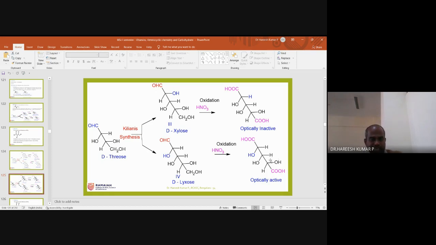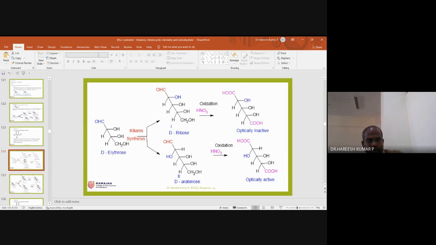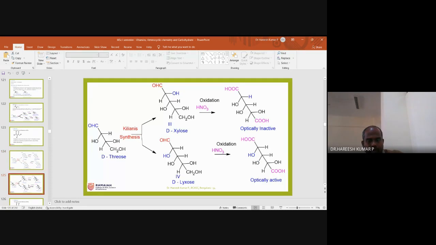So this is about the determination of structure of aldopentoses. Is there any doubt? Aldopentoses means ribose, okay, xylose, lyxose. Any doubt up to this?